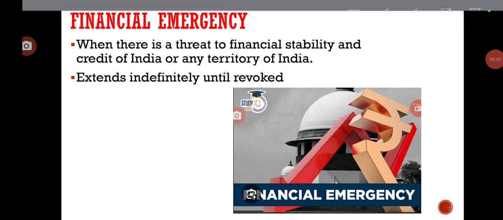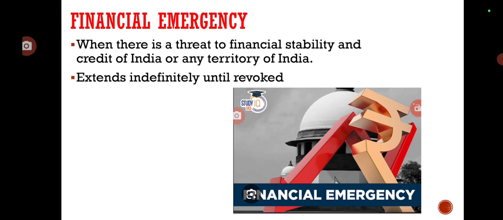Next comes the financial emergency. The financial emergency is imposed when there is a threat to the financial stability or to the credit of India or of any state or territory in India. This financial emergency also should be approved by both the houses with a majority. But here, this financial emergency can be extended indefinitely once it is approved, until it is revoked.